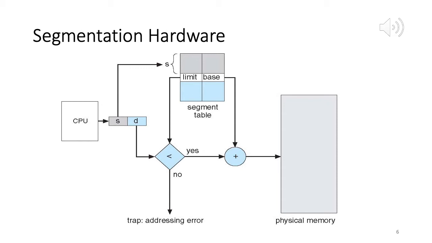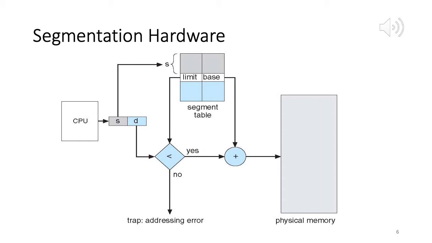So this is what you may mean by segmentation fault. You are trying to access a byte within a segment for which memory has not been reserved. Maybe you have to go back and increase the size of the segment and compile it again. Provided D is within bounds, within the limit, we add it to the base and we get the physical address.